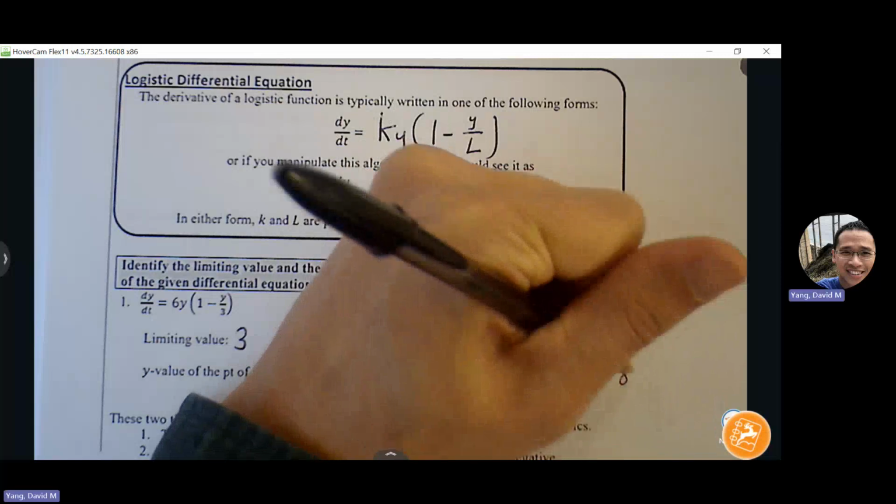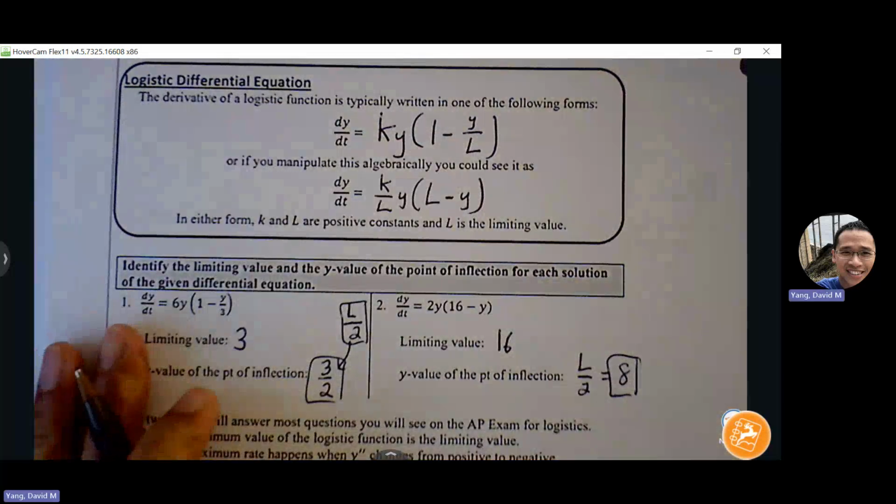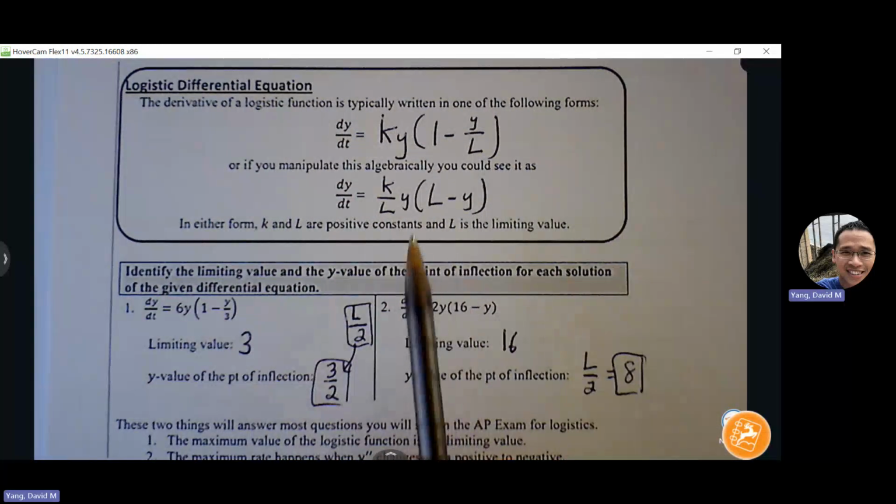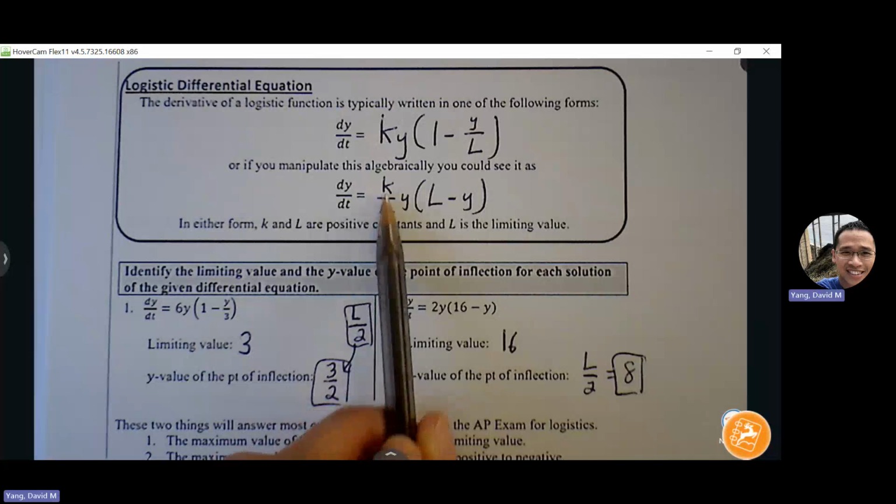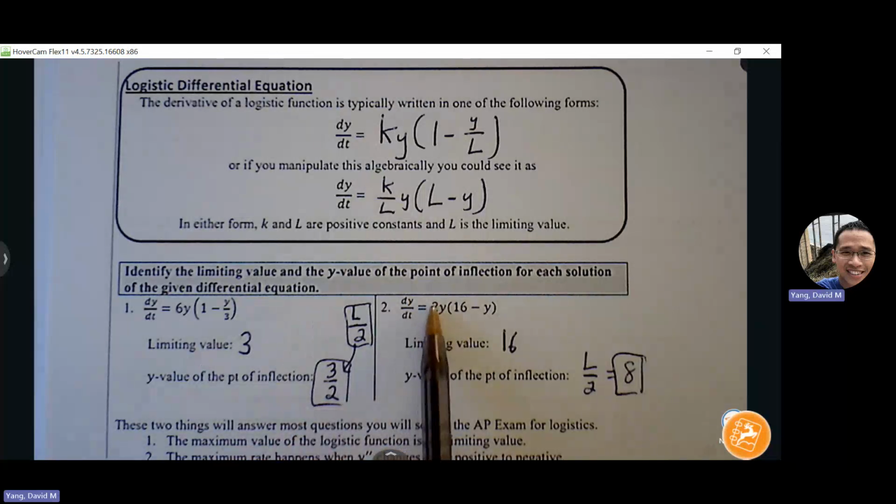Is the L in the denominator of the second formula the same as the one within the parentheses? Yes, but the 2 is a reduced expression, so we don't have to worry about what the K value is. 32. Right.